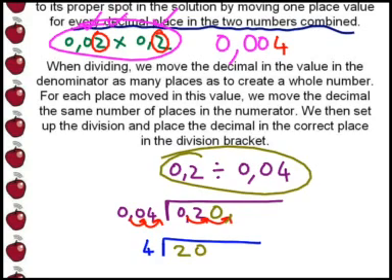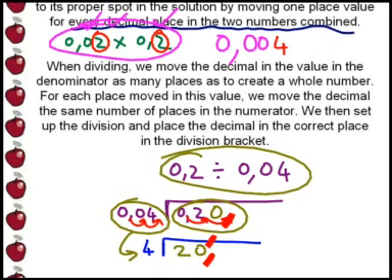So just to complete that sentence then, let's read it again. For each place value moved in this value, we move the decimal the same number of places in the numerator. So they're just saying we moved it by 2 places there to get a whole number outside the division bracket, so we need to move the comma 2 places inside as well. That's all they mean. We then set up the division and place the decimal in the correct place in the division bracket, meaning the decimal would now be there or there. Remember, in your final answer it would be there as well. Exactly on top of that you'll have your comma, your decimal comma.